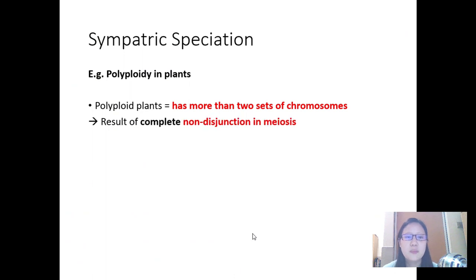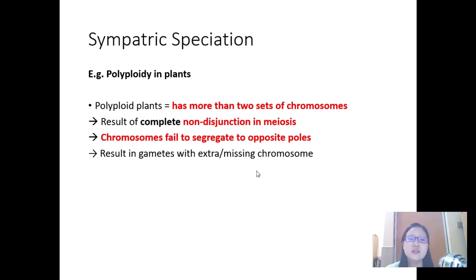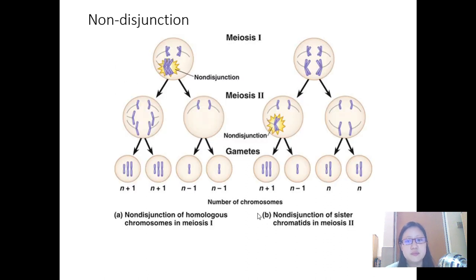So what about polyploid plants? Well, they are the result of complete non-disjunction in meiosis. What is non-disjunction, you say? Non-disjunction is when chromosomes fail to segregate to opposite poles. This results in gametes with a missing or extra chromosome. In this case, because it's a complete non-disjunction, an extra set of chromosomes. Okay, let's talk about non-disjunction in general.